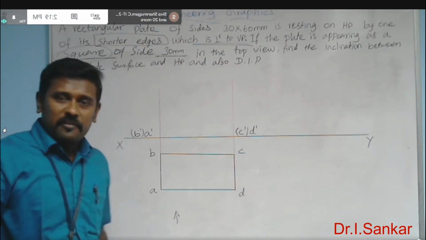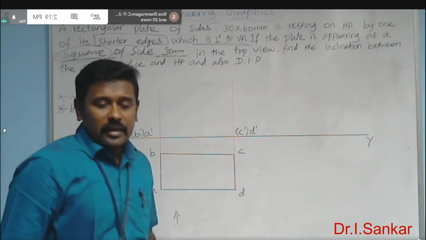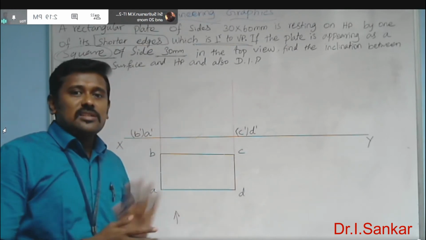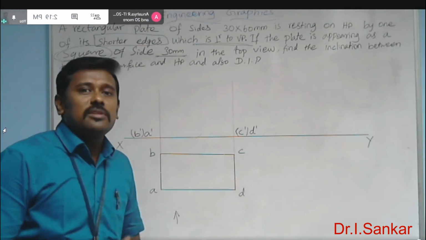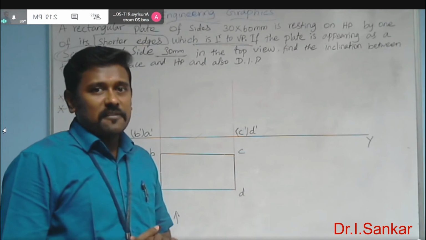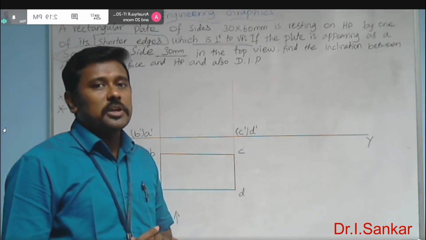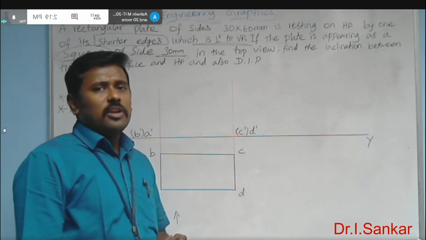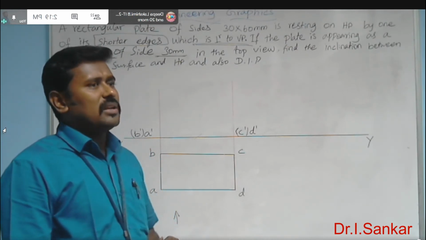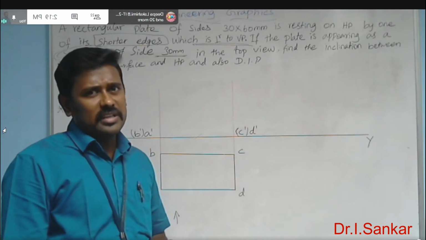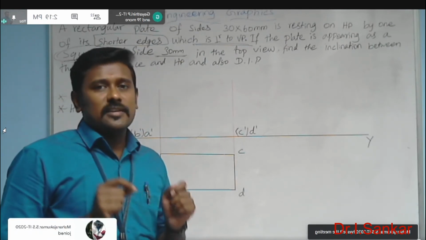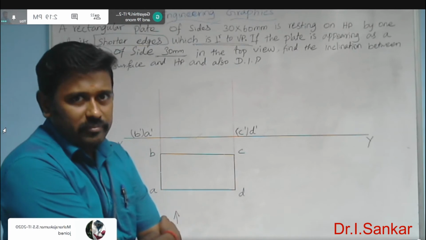Now the simple front view and the simple top view are completed, and then we can go for the next stage. Generally, in the next stage, in all problems, we are provided with the angle value. What is the surface inclination of the plate with respect to the HP? Be it 20 degrees, 30 degrees, 40 degrees, some value will be given. But instead of giving the direct value, here one condition is given. That is, in the top view, your rectangular plate is looking like a square of side 30 mm.